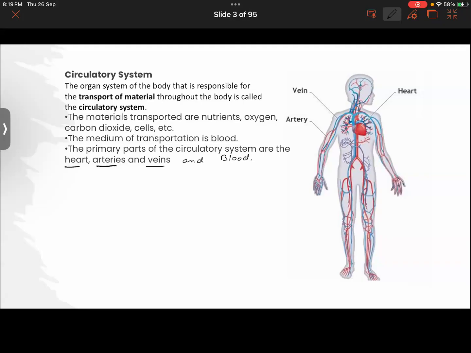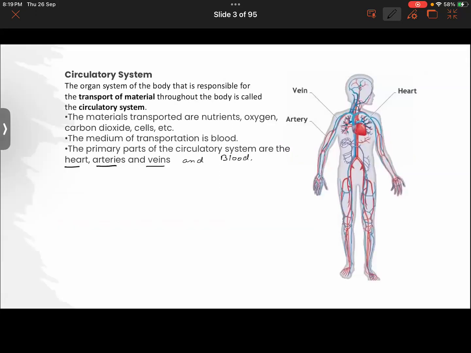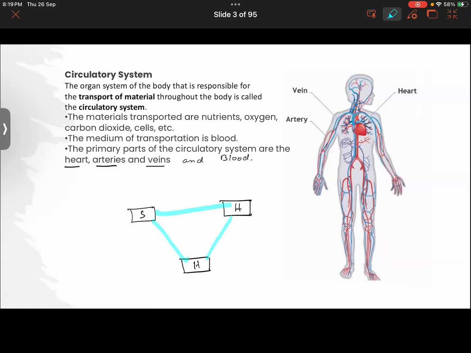For example, roads connect the different parts of a city, isn't it? Roads connect hospitals, schools, institutions, industries, etc. Getting it, guys? So the blood is also connecting the heart, stomach, lungs, kidney. In fact, every cell in the body is connected to each other with the help of the blood. You can understand it in this manner: these are the different infrastructures in a given city. This is school, this is hospital, this is your home. All of them are connected via the network of roads.